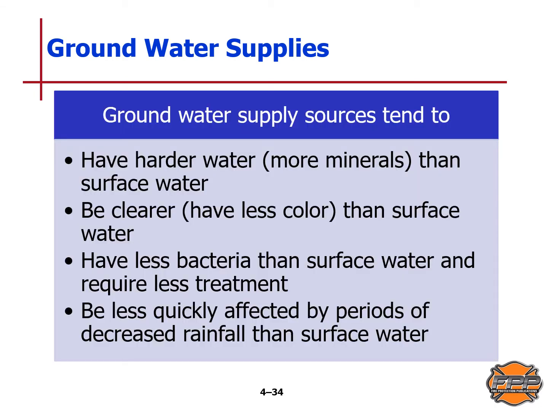Groundwater supply sources tend to have harder water, or more minerals, than surface water, as we mentioned. They tend to be clearer, have less odor than surface water, and have less bacteria. They are also less quickly affected by periods of decreased rainfall than surface water.